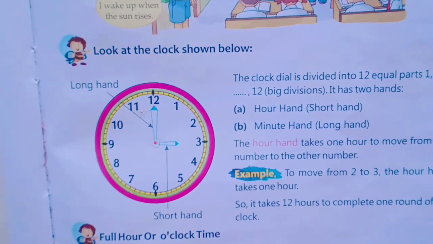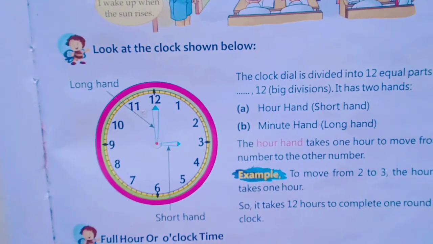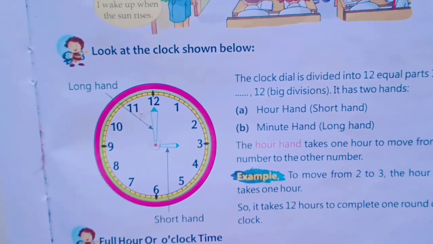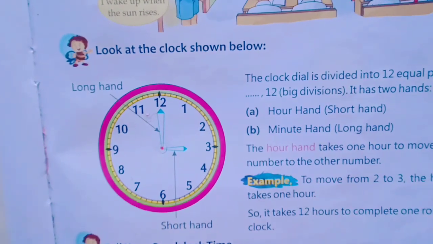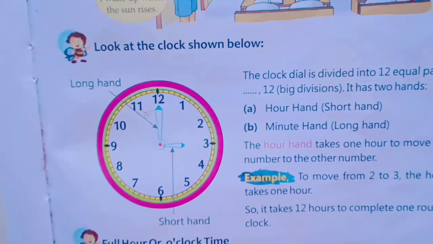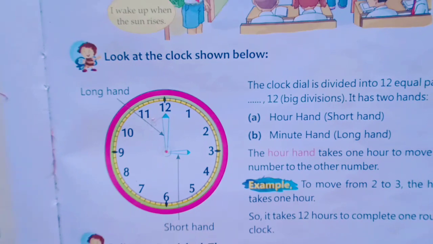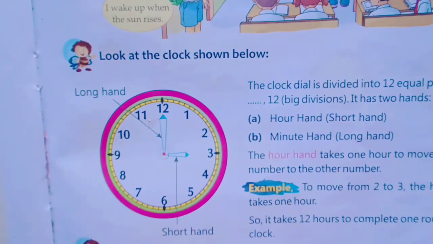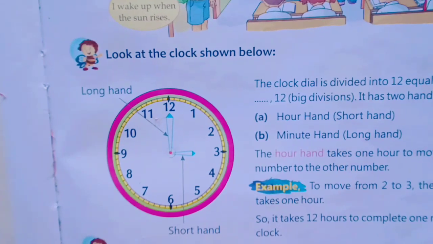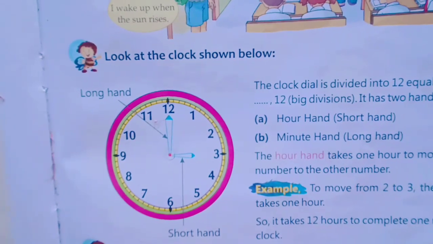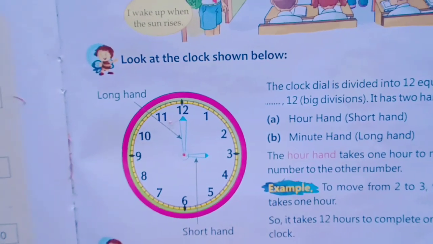The clock has two hands. Actually, the clock has three hands. The short hand is known as the hour hand, and the long hand is known as the minute hand. One more hand is there, which is not given here. That is the thin hand, the second hand, used to know the seconds. But there is no need for it here. We will learn the hour hand and minute hand.